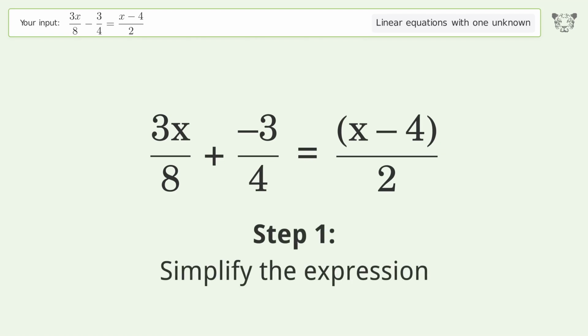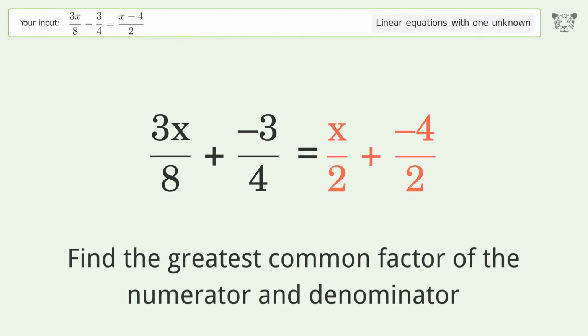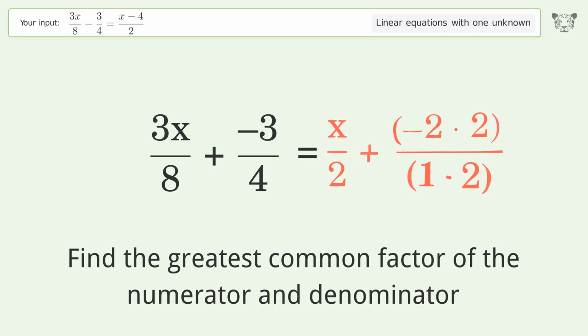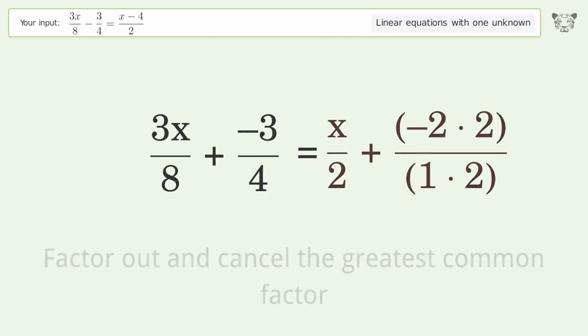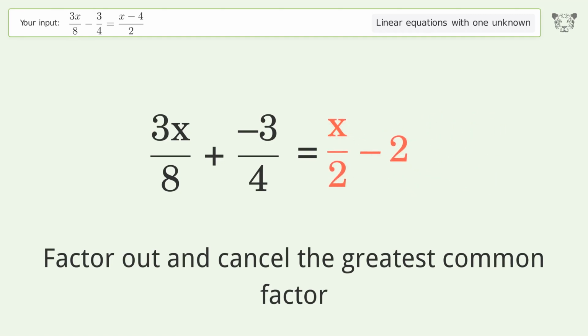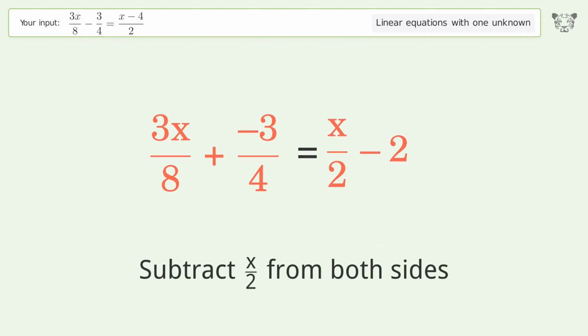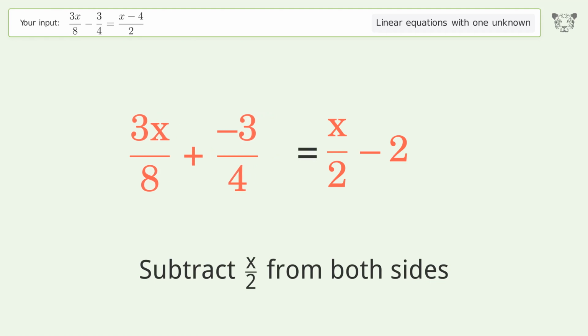Simplify the expression. Break up the fraction. Find the greatest common factor of the numerator and denominator. Factor out and cancel the greatest common factor. Group all x terms on the left side of the equation. Subtract 10 over 2 from both sides.